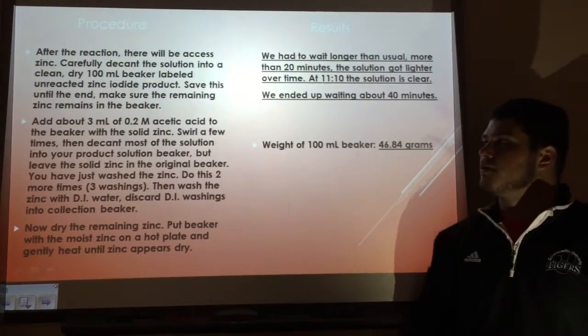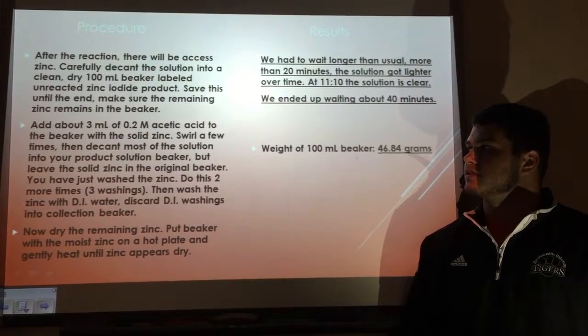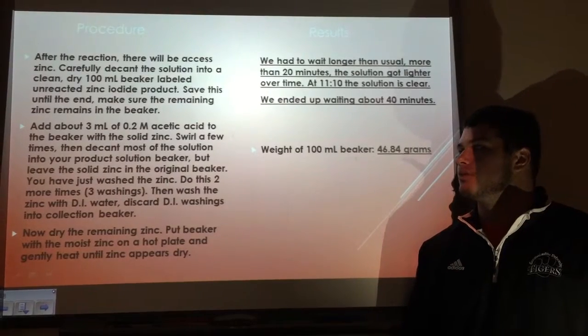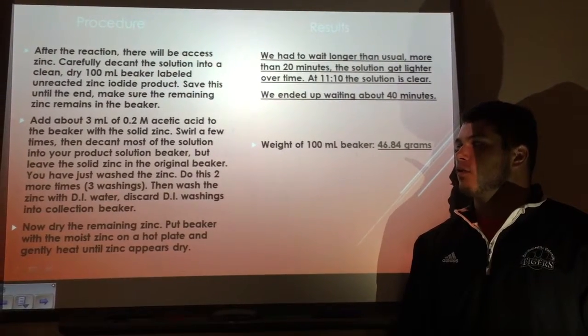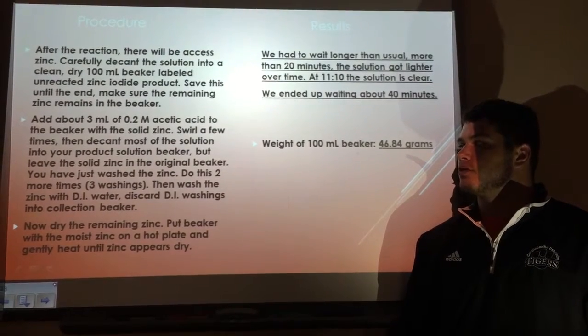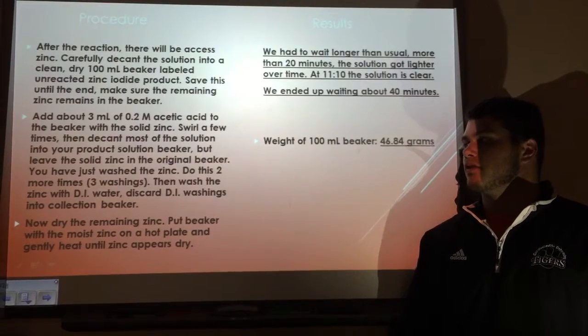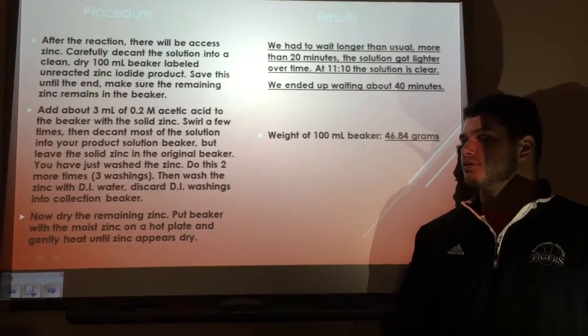Add about 3 milliliters of 0.2 molar acetic acid to the beaker with the solid zinc. Swirl a few times and decant most of the solution onto your product solution beaker, but leave the solid zinc in the original beaker. You have just washed the zinc. Do this 2 more times for a total of 3 washings, then wash the zinc with DI water. Discard the DI washings into the collection beaker.